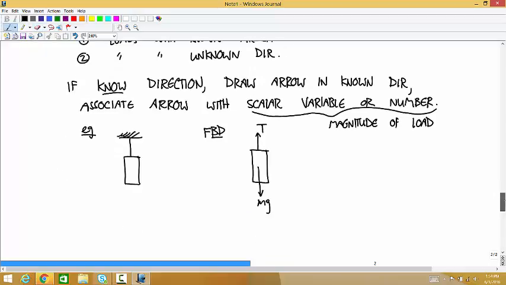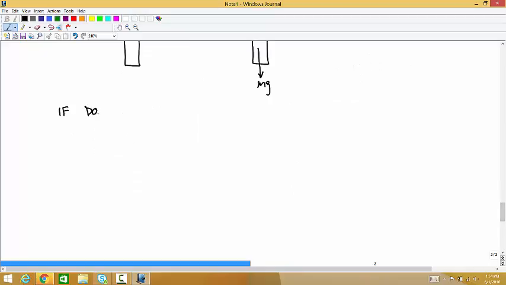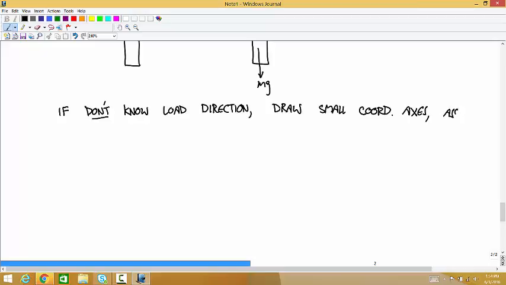If you don't know the direction of the load, draw small coordinate axes and associate that with a vector variable or a constant vector, a known vector.